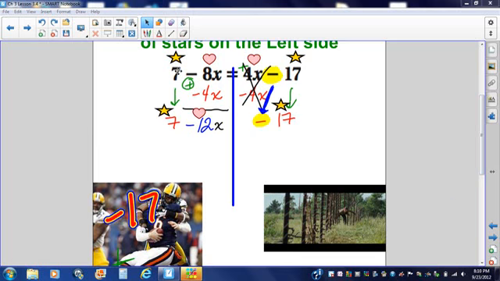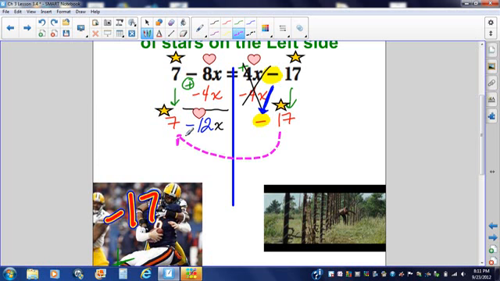Alrighty guys, I rewrote the rest of my equation. So I brought down the 7, I brought down the negative, and I brought down the 17. Now I'm going to get my stars together. Remember, I want my hearts on one side and I want my stars on the other. So if you were thinking, well, I'm just going to bring the negative 17 over here, then we're going to have a problem. If you bring the negative 17 over this side, now I have my hearts and stars on the same side, and you do not want that.